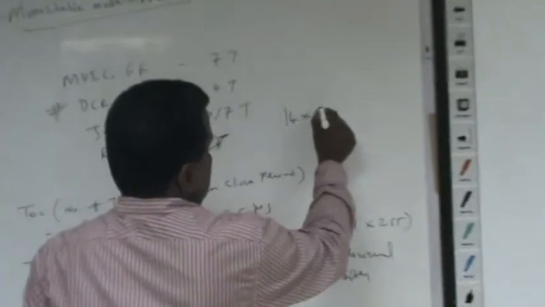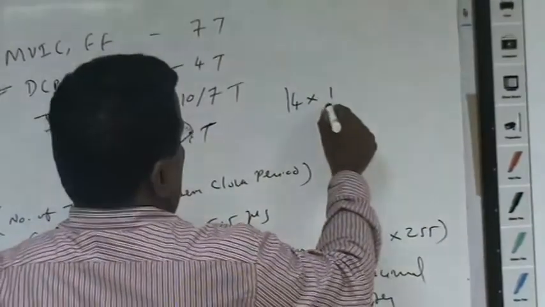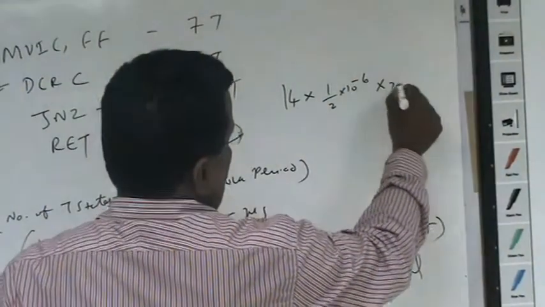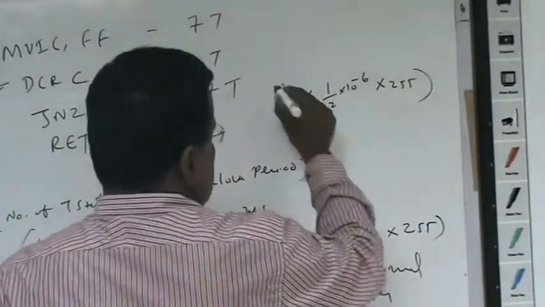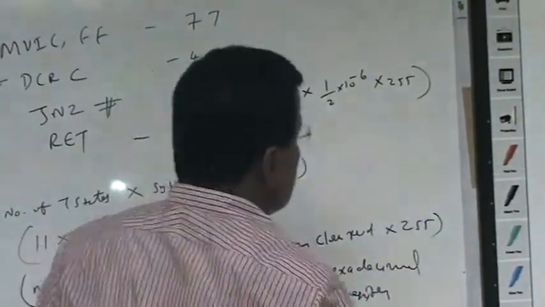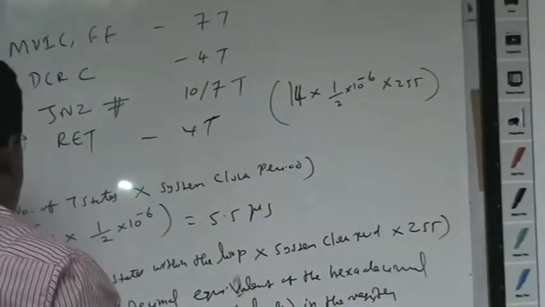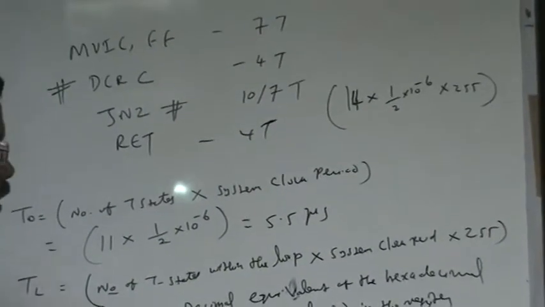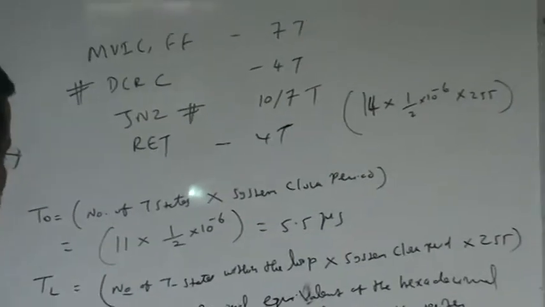14 into system clock period is 1 by 2 into 10 power minus 6 multiplied by 255. So this is what they call TL, the time delay within the loop. So the total time delay we have to add is T0 plus TL. So this is how we have to calculate the delay.